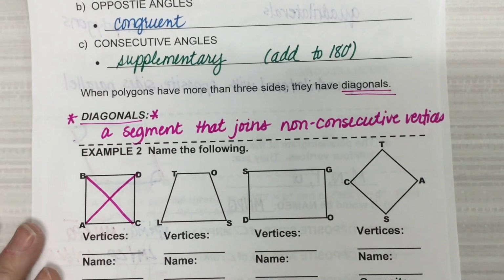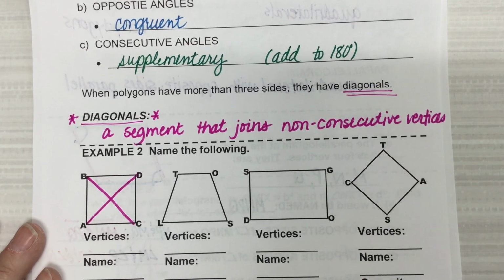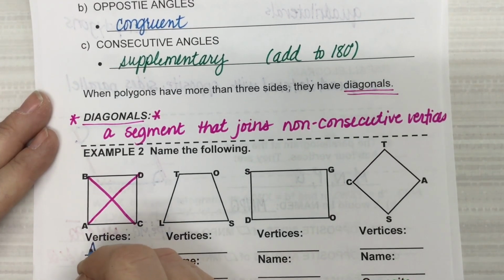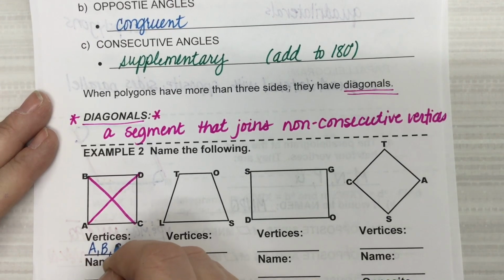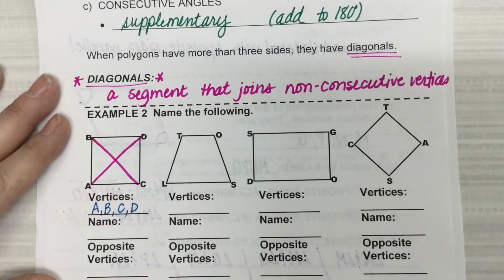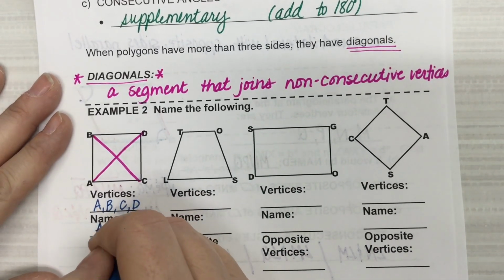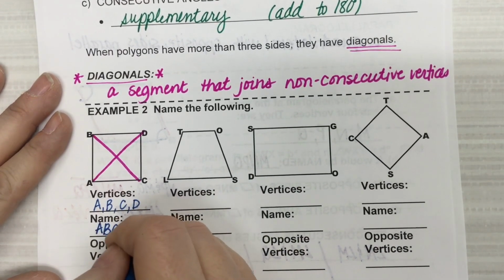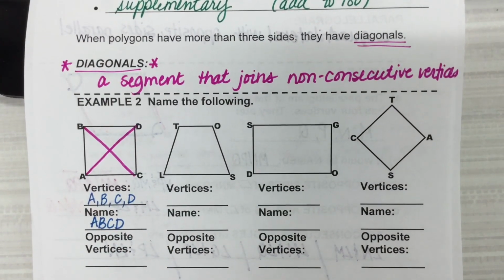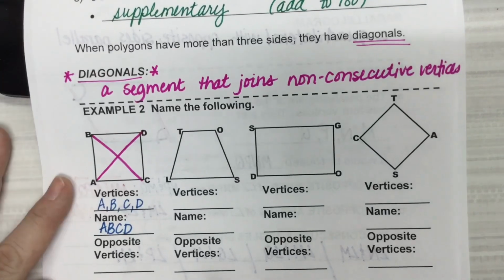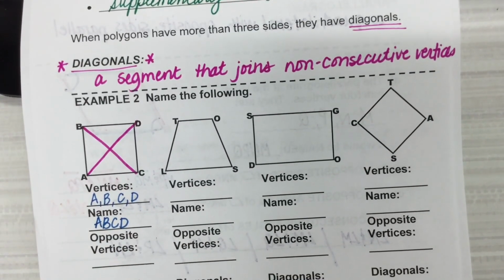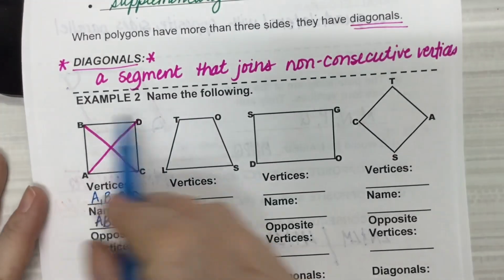And you know what a diagonal is. So let's go through this list of things. What are the vertices of this figure? The vertices are individual points, so we make sure that we can separate these with commas. The name of it is starting at any vertex and going around the figure in consecutive order. So it shouldn't matter where you start when you name it, as long as you put the vertices in a corresponding order.